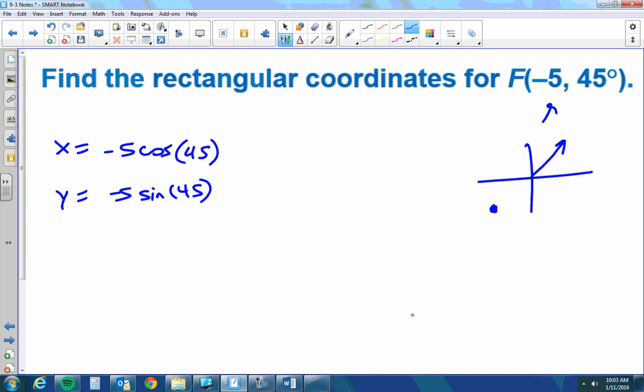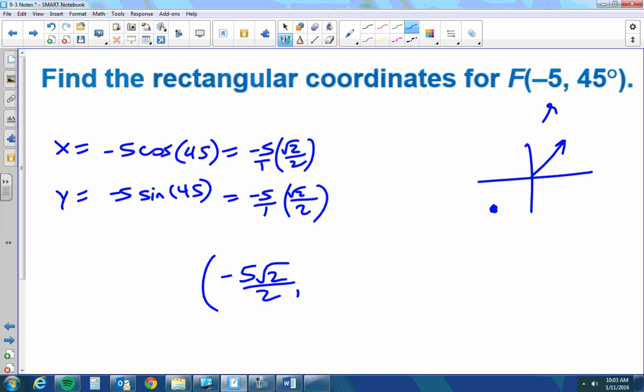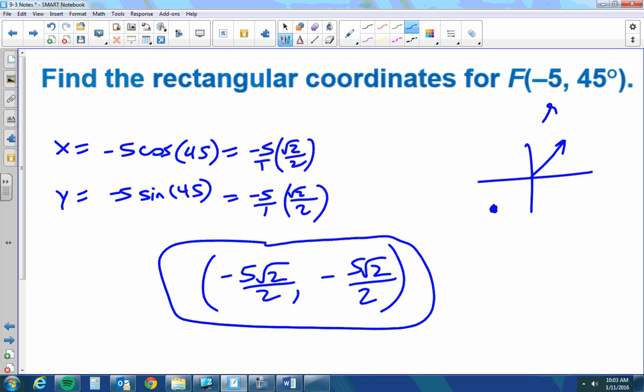And be careful with this stuff. Right now, when I evaluate these trig functions, I'm evaluating at a first quadrant angle. So cosine of 45 is positive square root of 2 over 2, and actually sine of 45 is the same thing. But then I do the rest of the formula, negative 5 times that, and I'll just write the coordinates. You get negative 5 radical 2 over 2 for the x, and same thing for the y. You can't simplify, so we'll just leave it like that. And if the x and y are both negative, it's in the third quadrant, as it should have been.